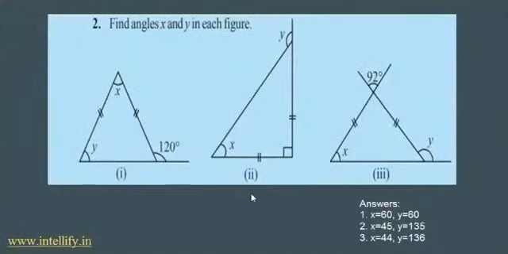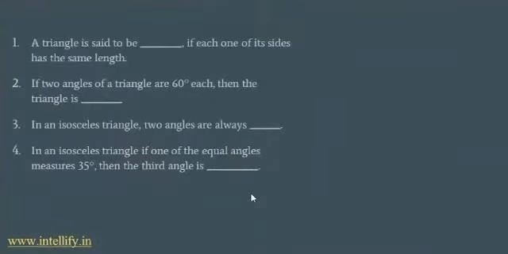Let us solve some fill in the blanks. A triangle is said to be dash if each of its sides has the same length. So I already told you, if all the sides are of same length, then the triangle will be termed as equilateral triangle. So the answer is equilateral triangle. Second question, if two angles of a triangle are 60 degrees each, then the triangle is dash. So if two angles are 60, then the third angle using the angle sum property will also be found to be 60 degrees. Then the triangle will be called an equilateral triangle.